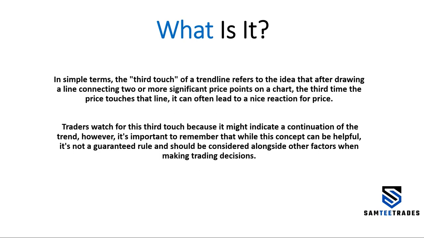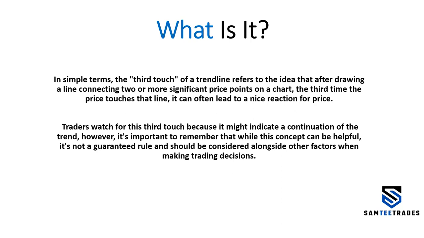So what is it? So in simple terms, the third touch of a trend line refers to the idea that after drawing a line connecting two or more significant price points, or lows, highs within the market, the third time that price touches that line, it can often lead to a nice reaction from price. So basically, if you've got two highs or lows within the market, if you connect them with a line, the potential third time this hits is obviously potentially when we're going to see a reaction.